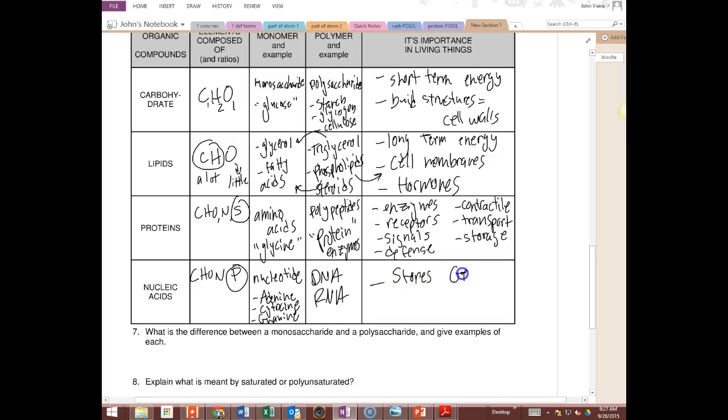Nucleic acids, pretty much one big function. Stores genetic information. Mr. Vera, what's genetic information? Instructions to build what? Proteins.